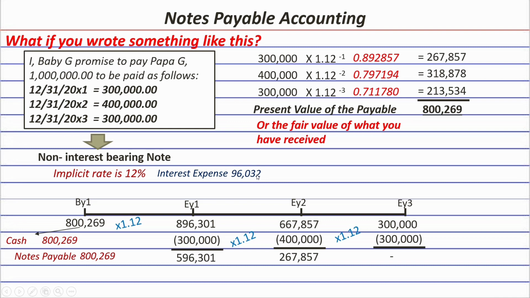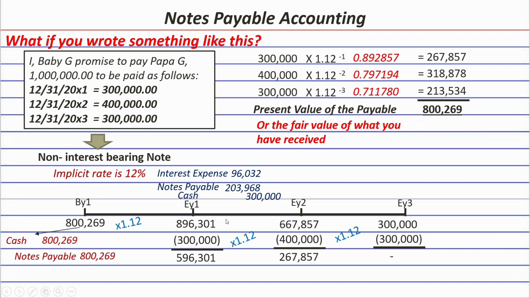Okay? And since the notes payable decreased also, so take a look at this. So it has decreased from 800,000 plus to 500,000. So that difference will be debited to notes payable. So the difference of the two is 203,968. Okay? And lastly, we have a credit cash for the payment, which is 300,000. That's the first payment. And that's the entry for year one.